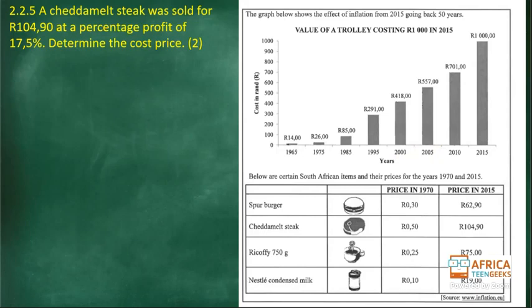A Cheddamelt steak was sold for 104 rands 90 cents at a percentage profit of 17.5%. Determine the cost price. I need you guys to give me the answer here. I'm waiting for your answers. Calculate the cost price.